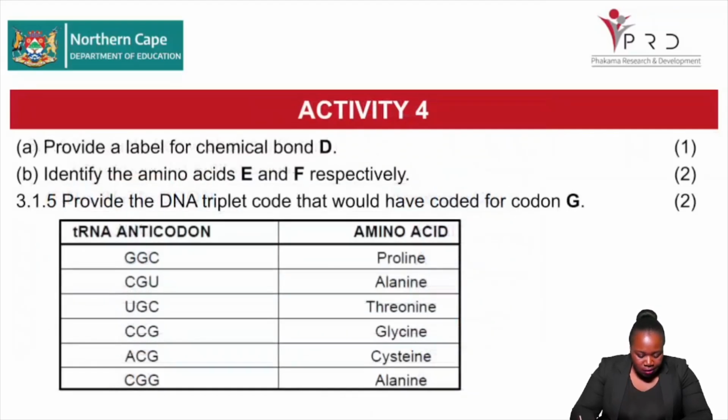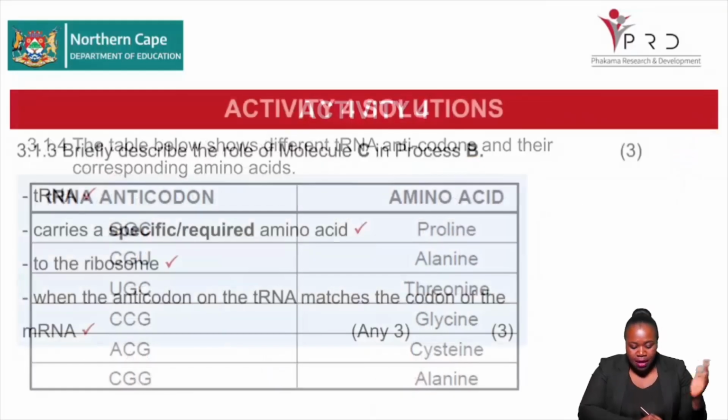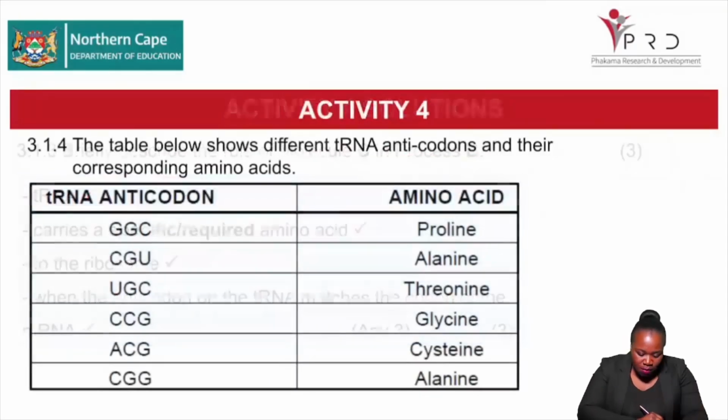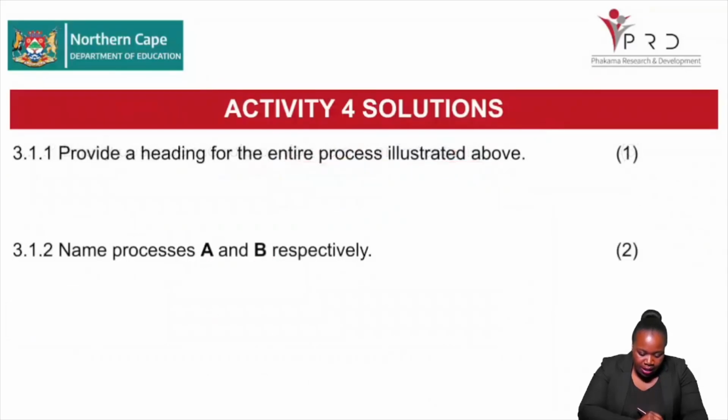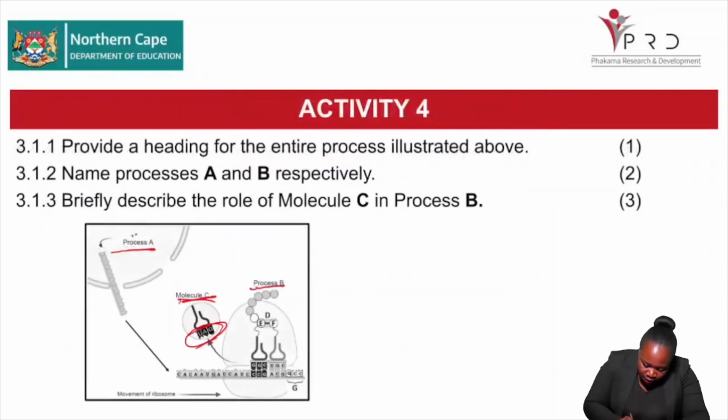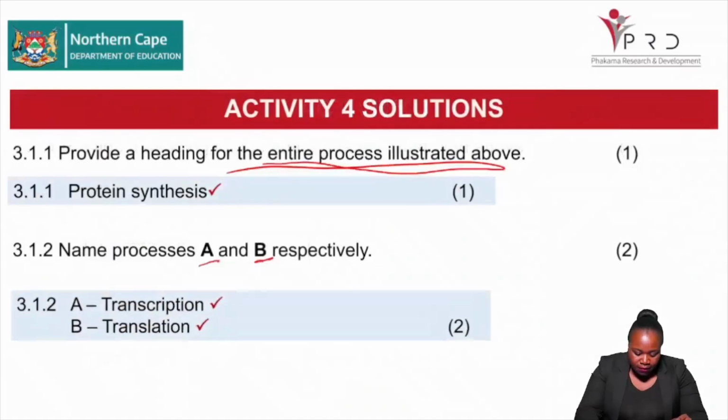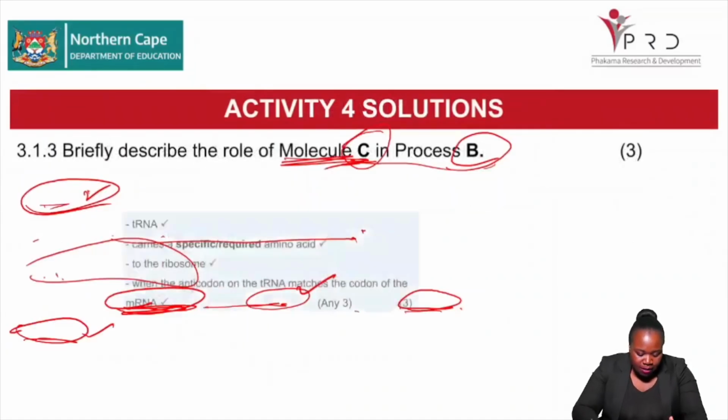Okay. The first question says, provide a label for the chemical bond D. It's taking us back to that diagram. Remember, it's still part of the previous question. So chemical bond D here on the diagram is the peptide bond. There is the peptide bond between E and F. Right? So that is the answer for that part. That is a peptide bond.